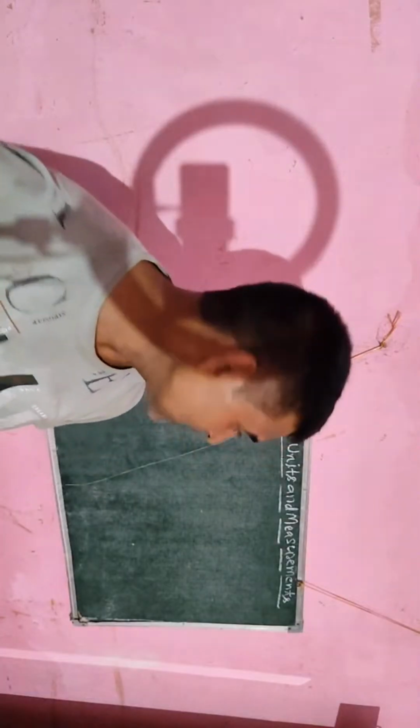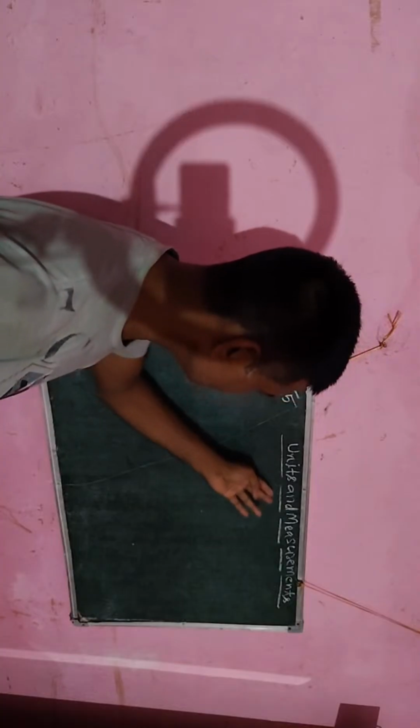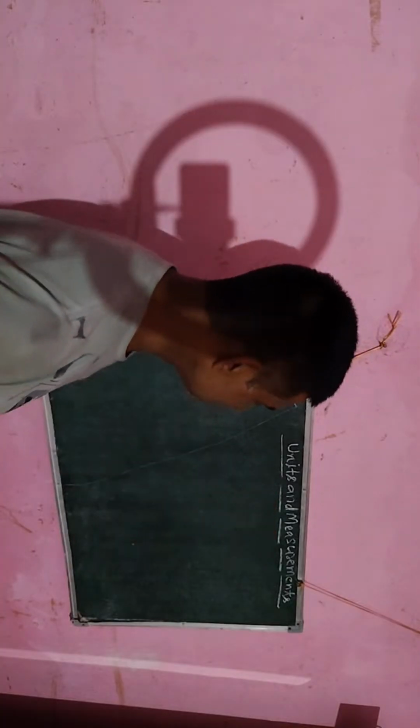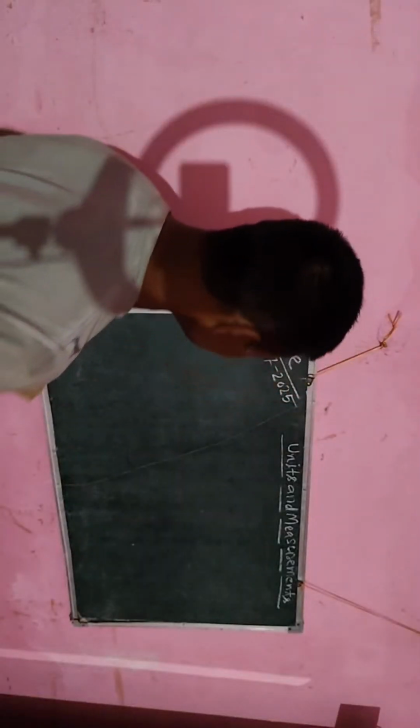Now I am going to start the remaining concepts of the unit and measurement chapter. Okay students, so you concentrate here. First of all, I am going to explain the unit and measurement chapter. This is class 11 physics. Okay students, so you concentrate here.